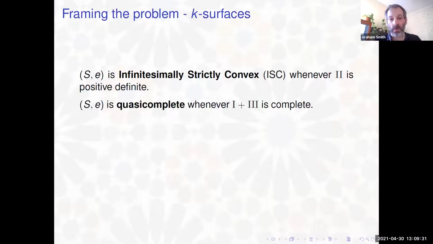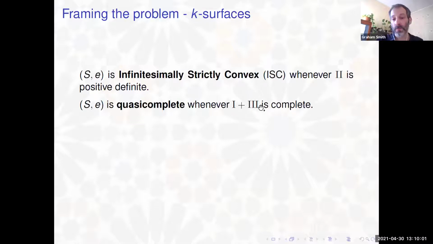Now I'm going to introduce the first really new definition, which is the following. I will say that my surface is quasi-complete whenever the sum of the first and the third fundamental form is complete. The first fundamental form of a surface, as we all know, is the metric induced by the immersion. And we say that the surface is complete whenever the metric induced by the immersion, that is the first fundamental form, is complete.